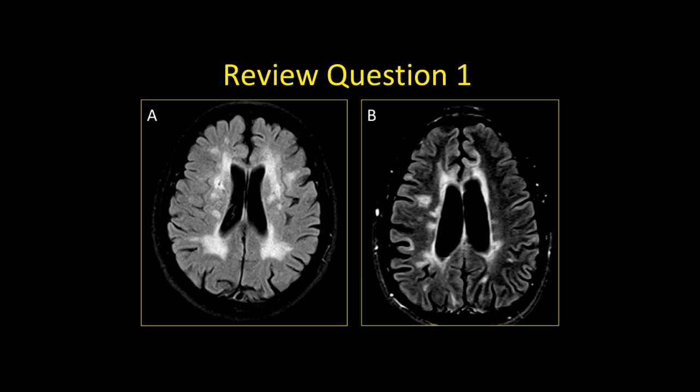So let's go over 3 review questions, and in each case here, we'll see which case is the demyelinating lesion, either A or B. Well, in this case, it's B, because this case has cortical and juxtacortical lesions, which are more indicative of demyelinating disease, rather than the case on the left, which is chronic microvascular, where there are no cortical or juxtacortical lesions.